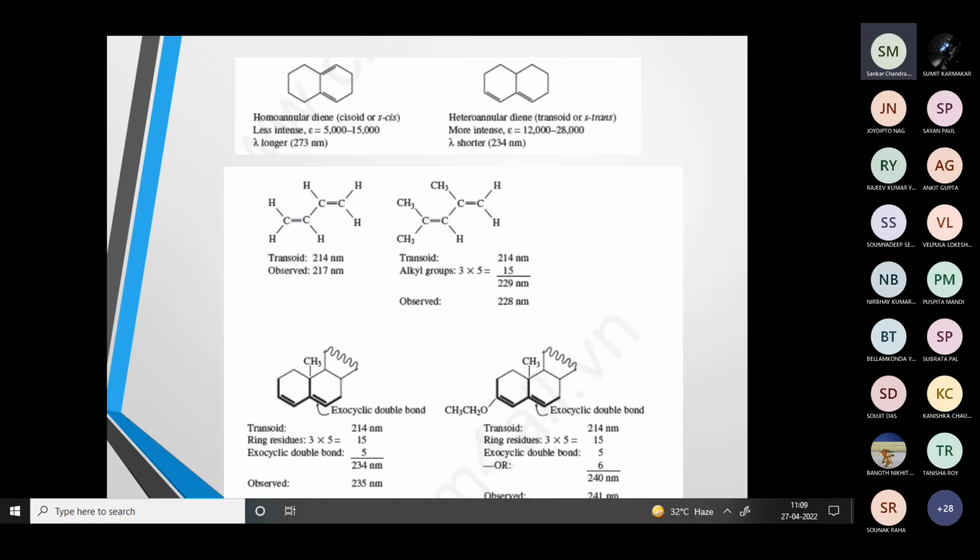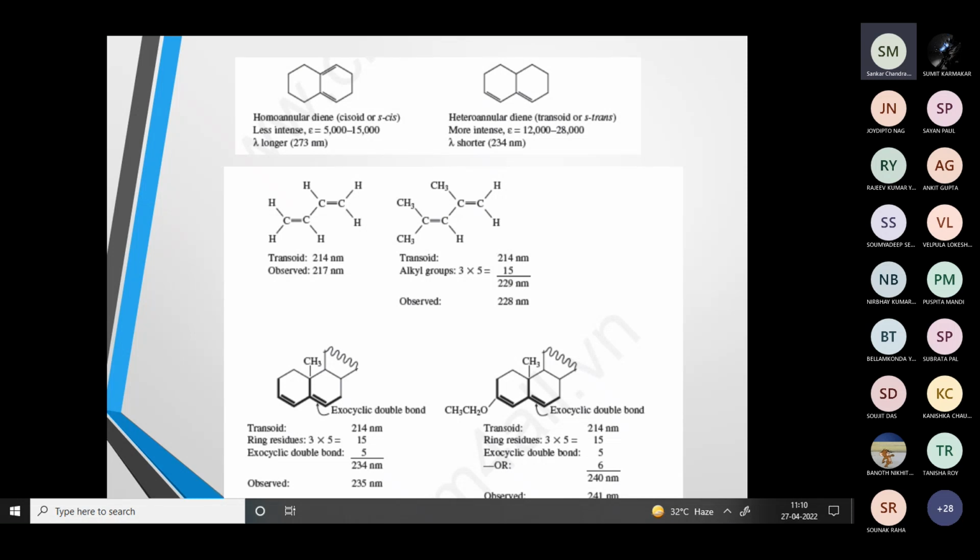Now you see here these two structures are given. This is heteroannular, this is also heteroannular, and with respect to this heteroannular, its basic value is 214. And these are the three substituents. This is a CH2 bond. This is another bond. This is another. So 3 into 5, 15 you have to add. And this double bond is exocyclic, so you have to add 5 more. If you add these three parts, then we will get 234.